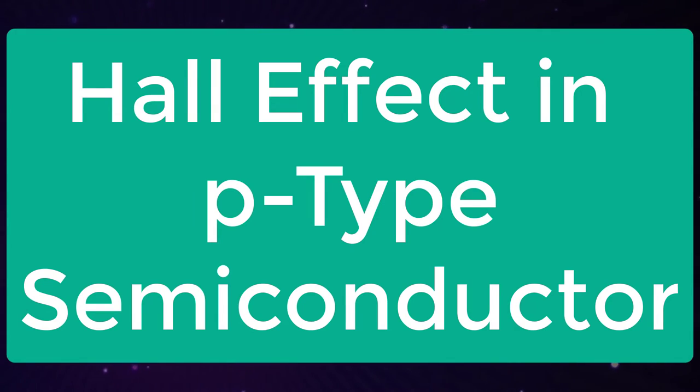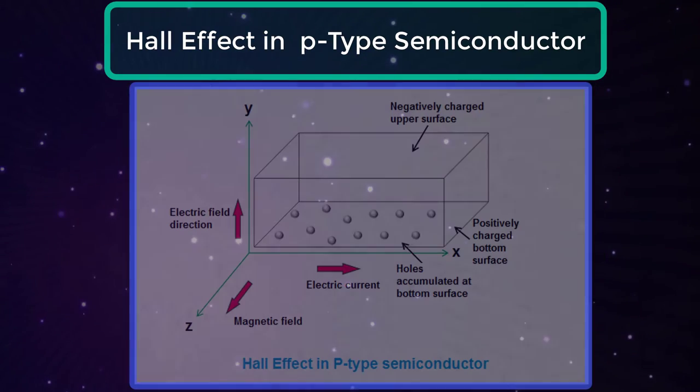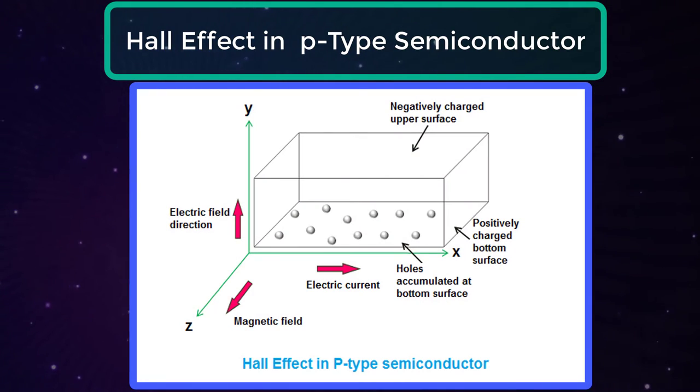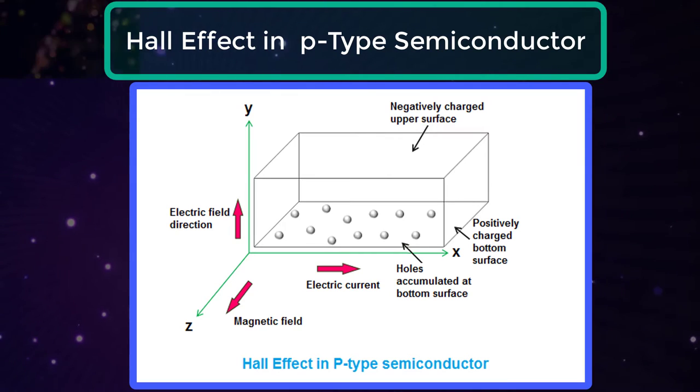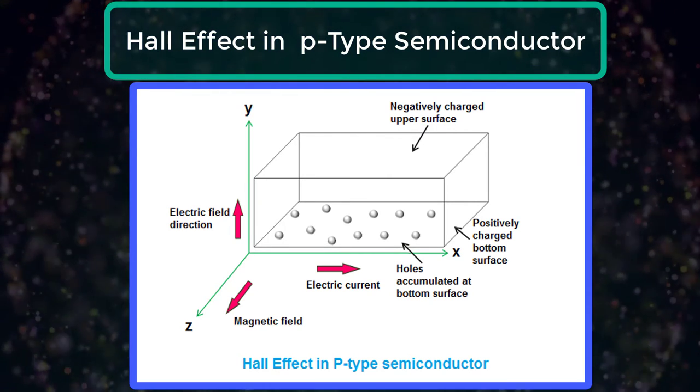Hall effect in P-type semiconductors. If the magnetic field is applied to a P-type semiconductor, the majority carriers, holes, and the minority carriers, free electrons, are pushed down towards the bottom surface of the P-type semiconductor.